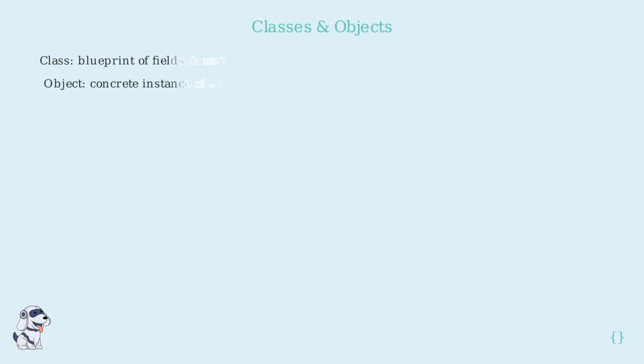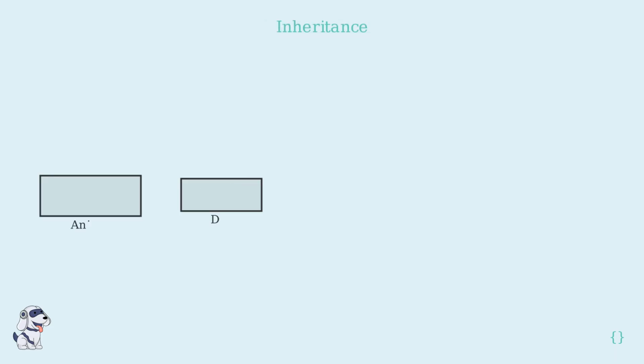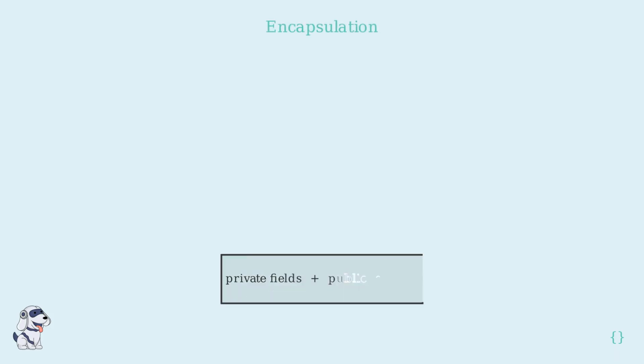In Java, a class acts as a blueprint defining fields and methods. An object is an instance of that blueprint with actual values. Inheritance lets a subclass like Dog extend the superclass Animal, reusing fields and methods. Polymorphism allows treating a Dog as an Animal, calling overridden methods at runtime. Encapsulation bundles data and behavior together, hiding fields and exposing public methods.